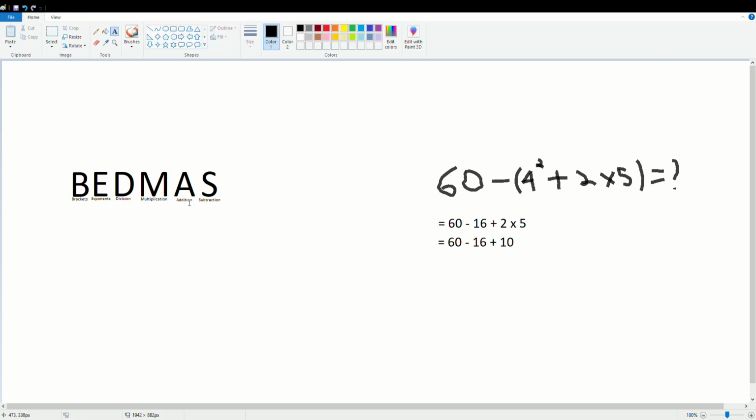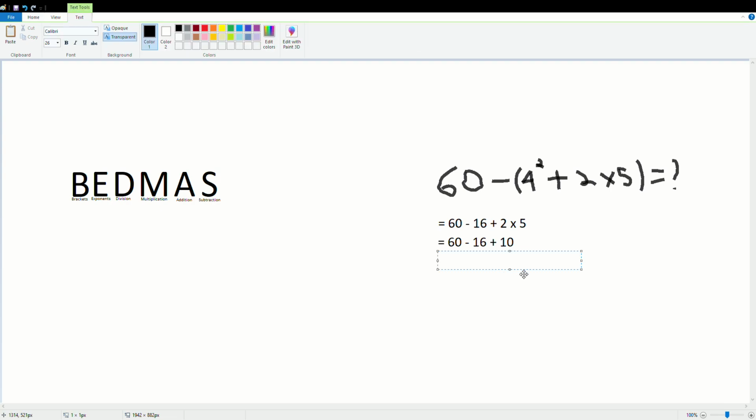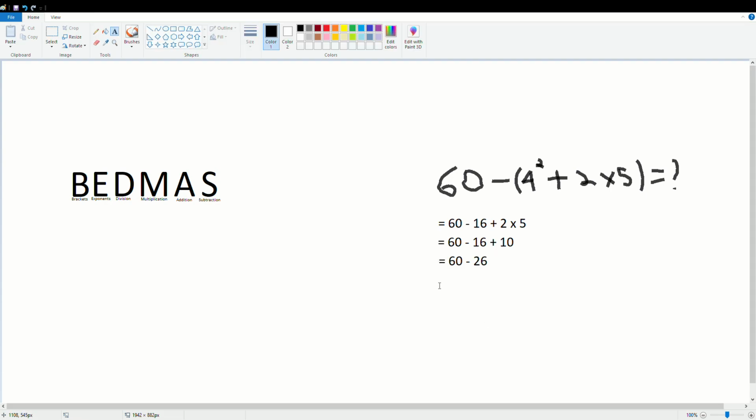Then we can move on to the next step, which is addition. So you're going to do 16 plus 10. 16 plus 10 is 26. So we do 60 minus 26. Then move on to the final step in BEDMAS, which is subtraction. 60 minus 26. You can pull the calculator out and use it if you want, but I'm going to do this mentally, because I'm good at mental math.